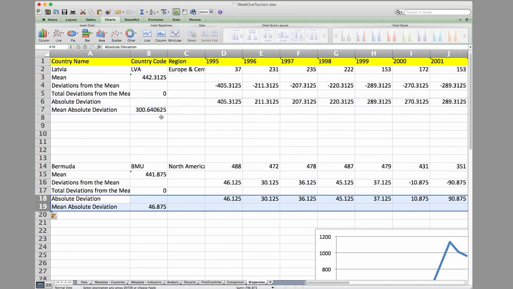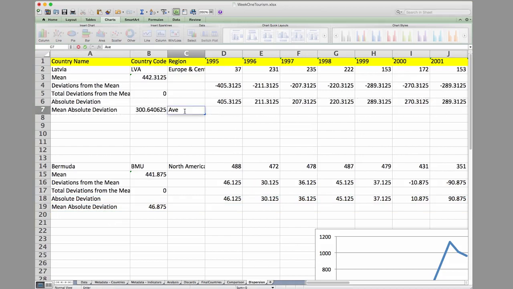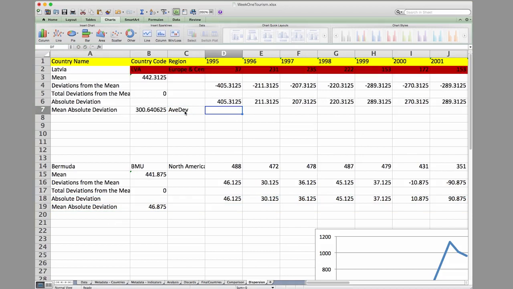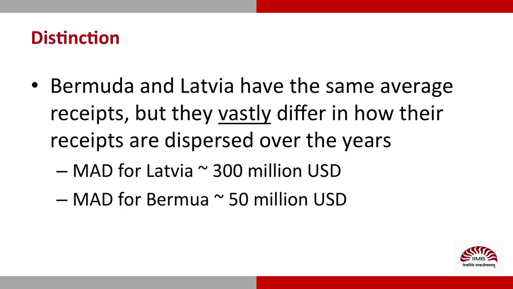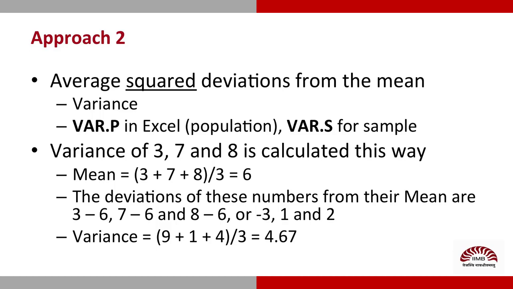Now, if I calculated the average deviation, let me just take a look. I just need to look at the original set of numbers, which is in the second row, and calculate average deviation. So I have AVEDEV of D2 through S2, and I get pretty much the same number. This tells us that Latvia's international tourism receipts are a lot more volatile than Bermuda's, and it's a quantitative answer, mind you. Starting with the same deviations, there's one more way to quantify variation.